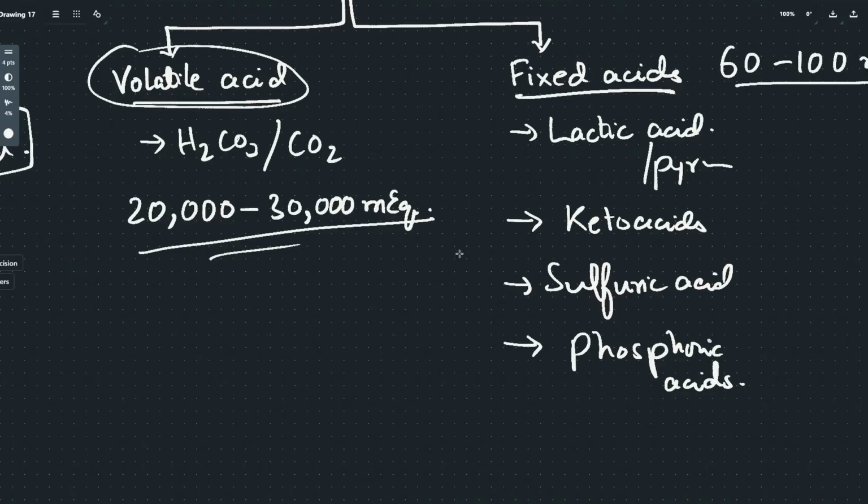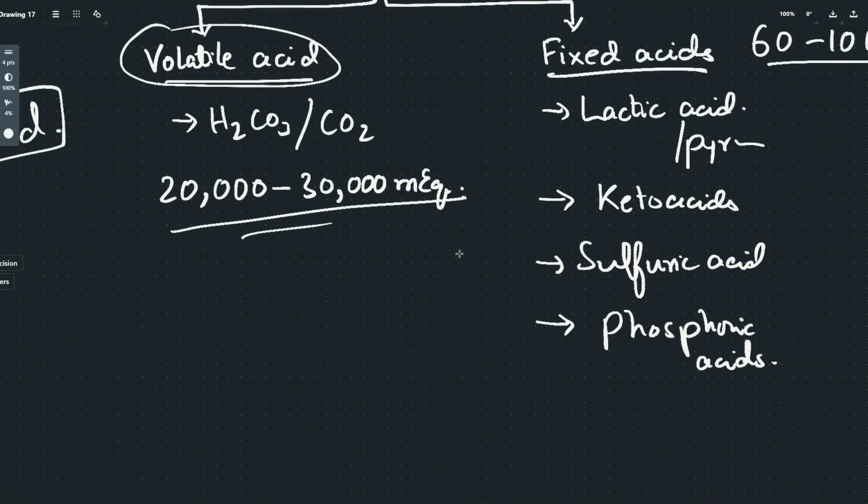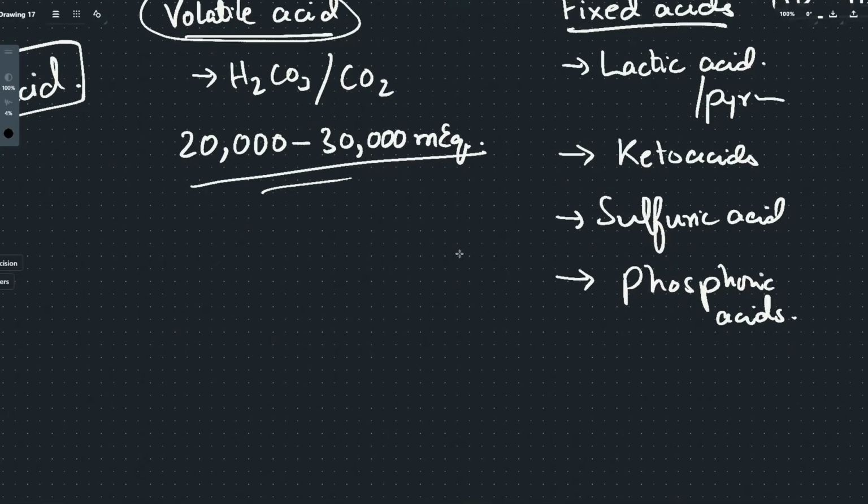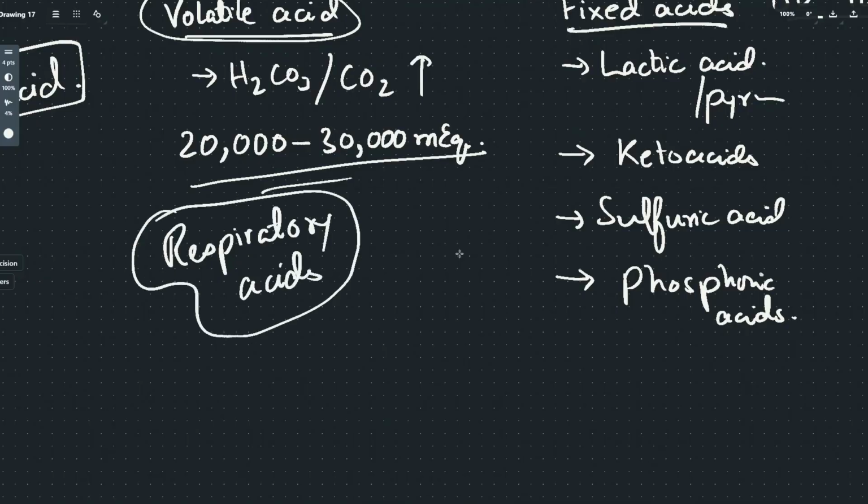And that is why, if we stop breathing, or our rate of breathing slows down, if we stop breathing, we might die very soon because of the accumulation of CO2. If we breathe slowly, there is some problem with the breathing, then the CO2 accumulates in our body, volatile acids accumulate, causing respiratory acidosis. And that we will tackle in the upcoming lecture, the acid base disturbances.